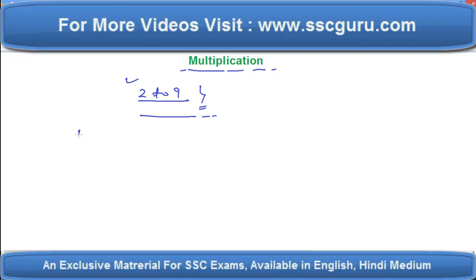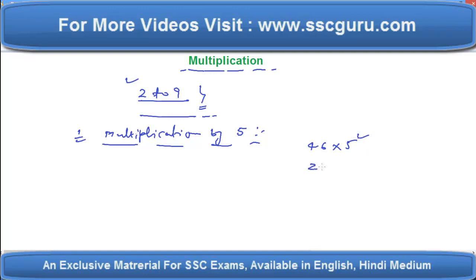The first case is multiplication by 5. Suppose we have to multiply 46 into 5. If we have to multiply any number by 5, then we will just divide the number by 2, which gives 23, and put a 0 on the right side of the number. And this will be our answer.